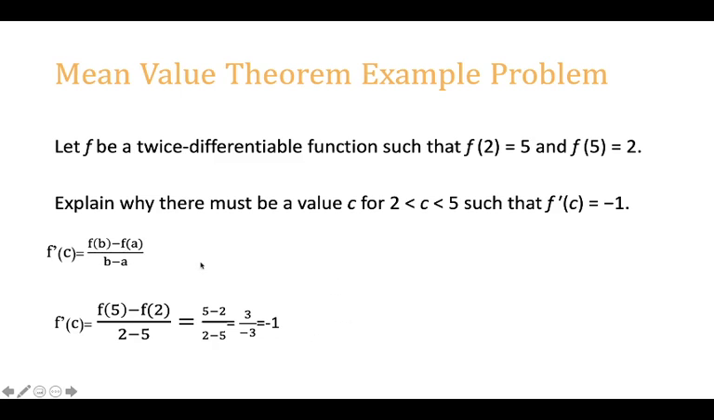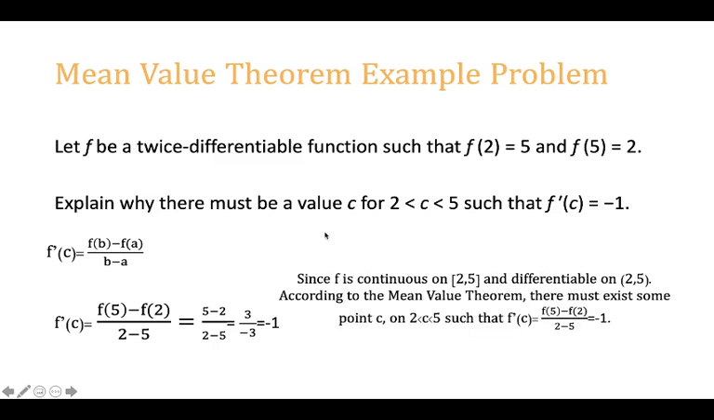So you can't just leave it like this. You have to state the mean value theorem. So you'd write out, since f is continuous on the closed interval of 2 to 5 and differentiable on the open interval of 2 to 5, according to the mean value theorem, there must exist some point c on that interval such that f prime of c equals f of 5 minus f of 2 over 2 minus 5 equals -1.